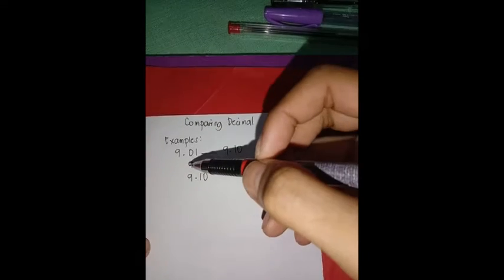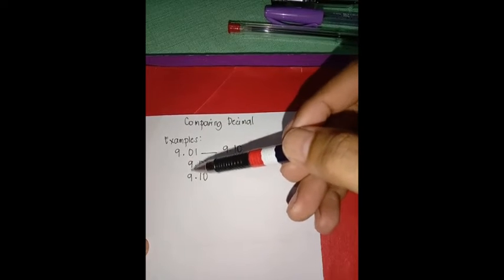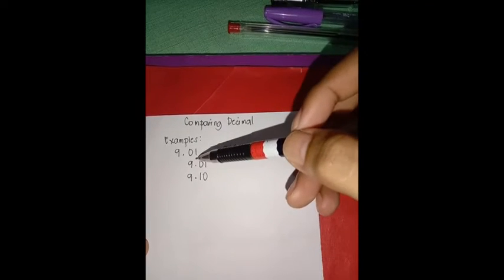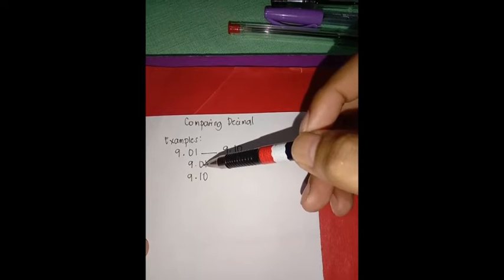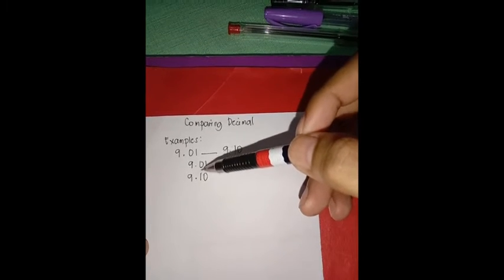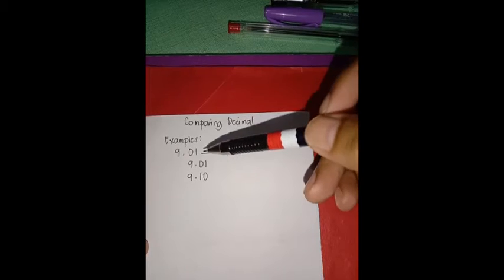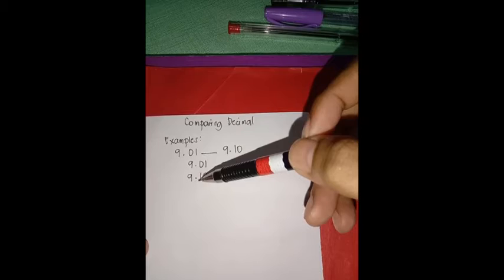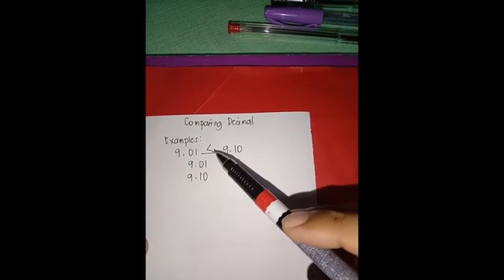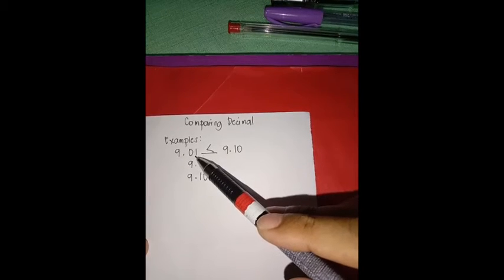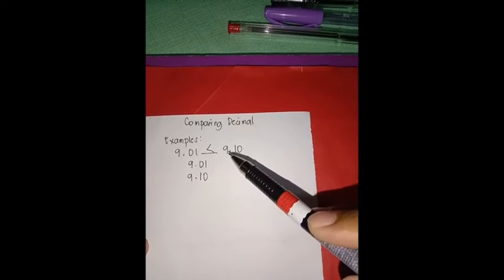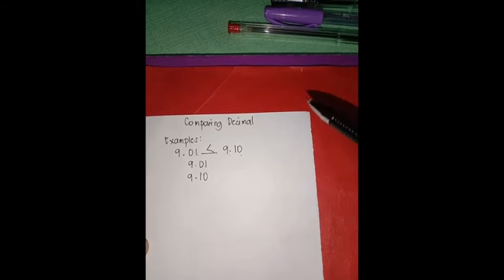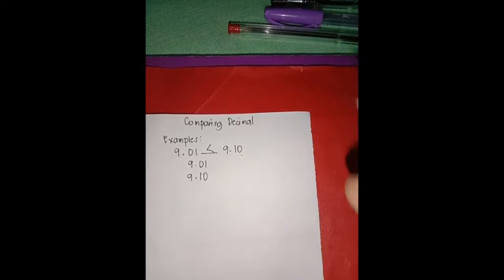As you notice, they are the same, which is the number 9. Therefore, we go to the next digit, the place value of tenths in the decimals. So 0 and 1, therefore 1 is greater. So we use less than. 9 and 1 hundredths is less than 9 and 10 hundredths. So that is how to compare. We just look at the left side first.